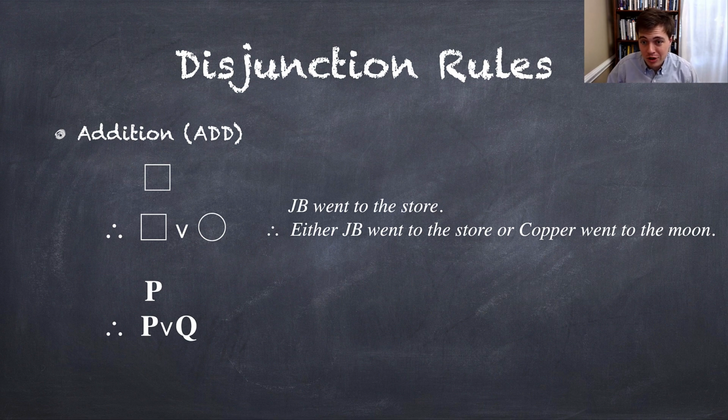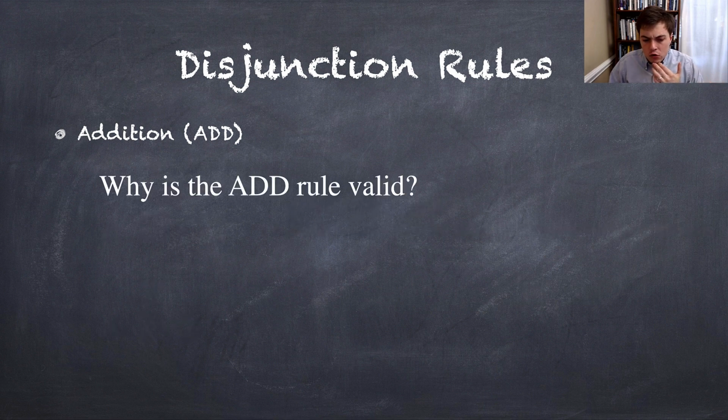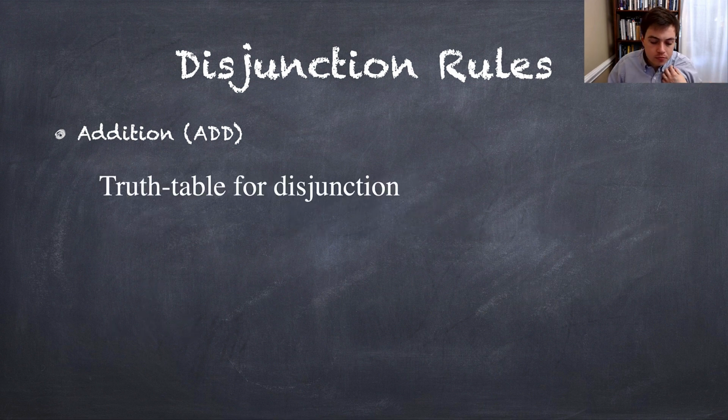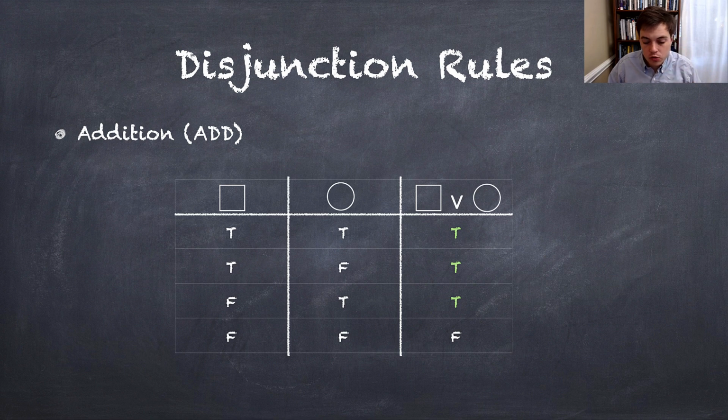In fact, we could put, instead of Copper went to the moon, Copper is a square circle, if we wanted to, as our additional sentence, something that's obviously nonsense and false. So how can that be? Well, let's take a look at the truth table for disjunction, and it'll become clear why this is a valid inference. And this is going to be a particularly useful rule in our new derivations.